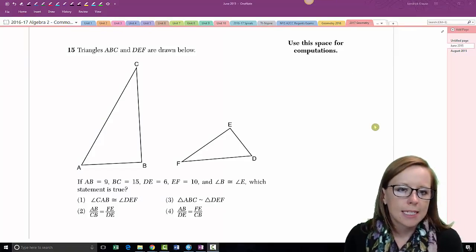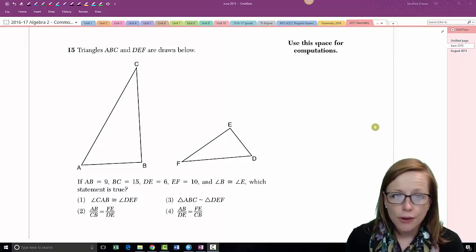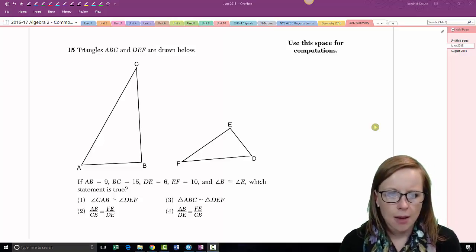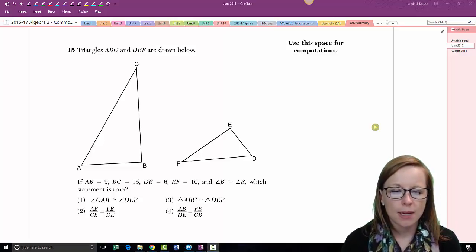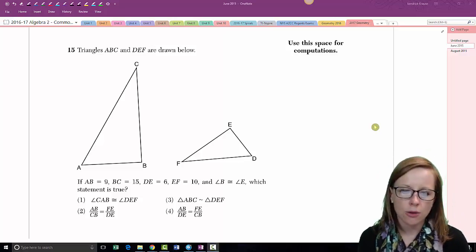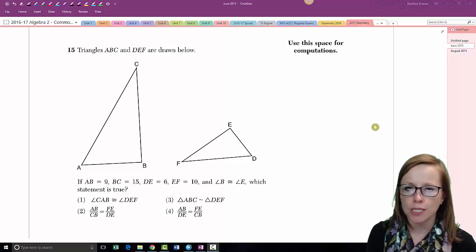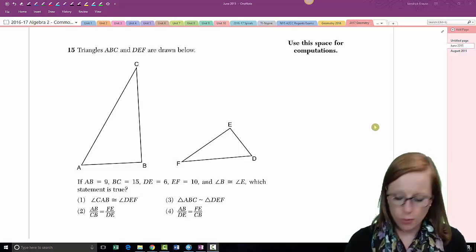Triangles ABC and DEF are drawn below. Great. We've got to label some things, and it asks which statement is true. Now, it's asking if they're congruent, if the angles are congruent, maybe some similarity, and I see proportions there. So I'm going to guess that this is a similarity question.